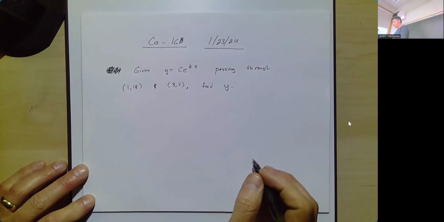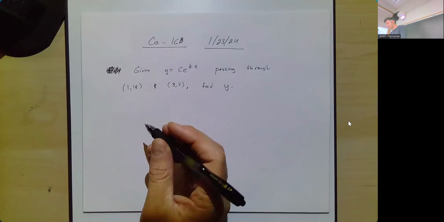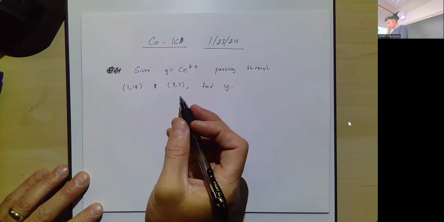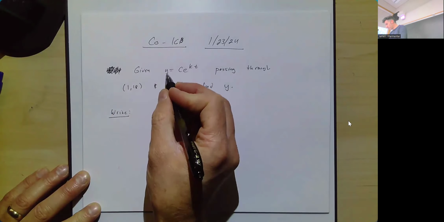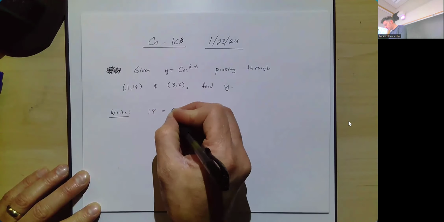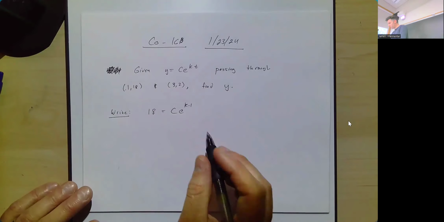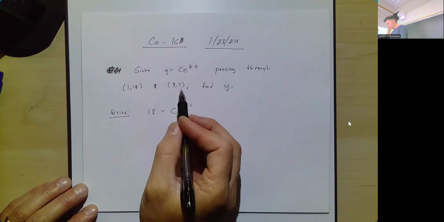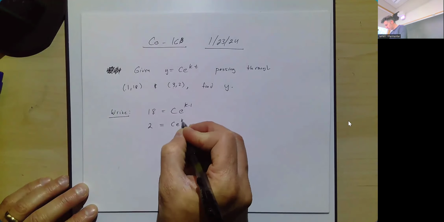So in this case, you don't just get C automatically. Normally you'd say C is whatever the y is, like if you had 0, 7, C would be 7. Here, you can't do that. So you have to start off by actually using both values. I'm going to plug in 1 for t and 18 for y. So 18 equals c e to the k times 1. I probably would just write k. I'm also going to plug in 3 for t and 2 for y. So 2 equals c e to the k times 3.